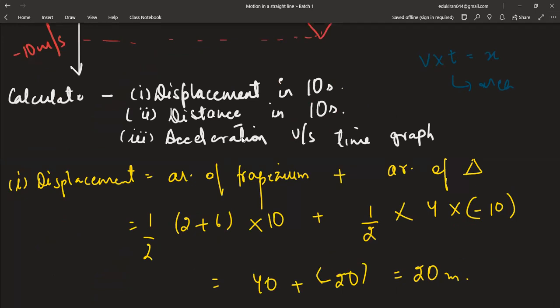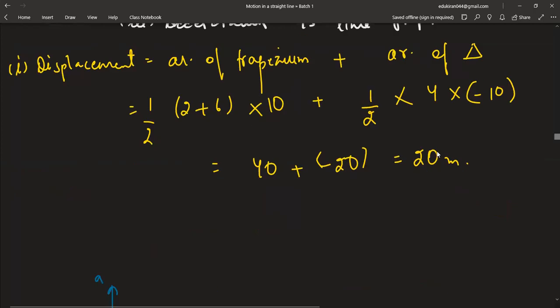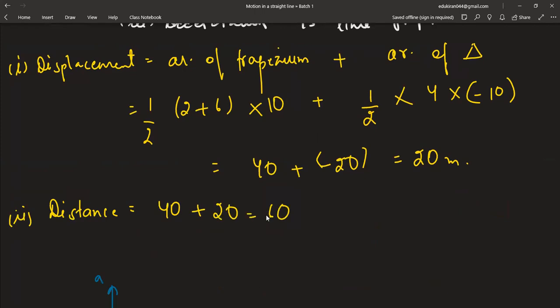Okay, second part, the calculation of the distance. When you are calculating distance, the difference is that this won't be taken as minus. Why? Because for distance, whenever we are calculating, even if you're taking a step back, we just add it, we never subtract. So here also this would be 40 plus 20, that would be equal to 60 meters.